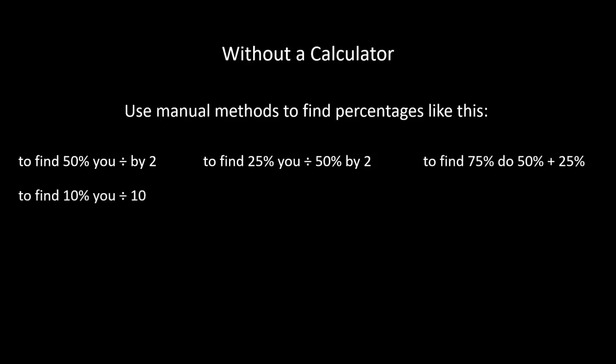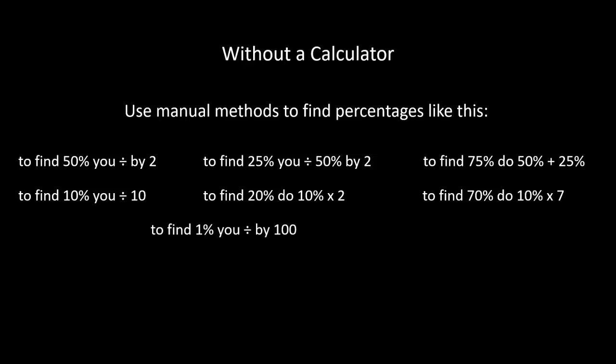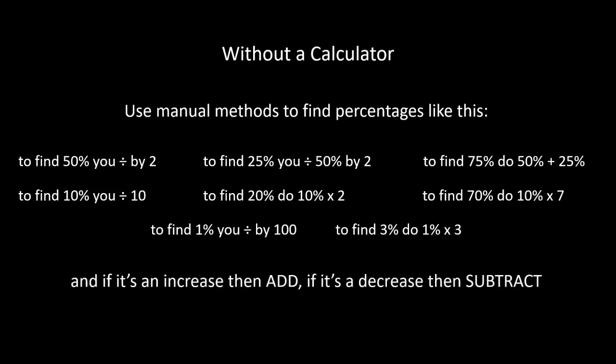To find 10%, you divide by 10, move the digits to the right. To find 20%, find 10% and double it. To find 70%, you find 10%, times it by 7. To find 1%, divide by 100, move the digits 2 places to the right. And if you wanted 3%, you would find 1% and times it by 3. So you use those manual methods to find the percentage, and if it's an increase, you add it on, and if it's a decrease, then you take it away, you subtract it.